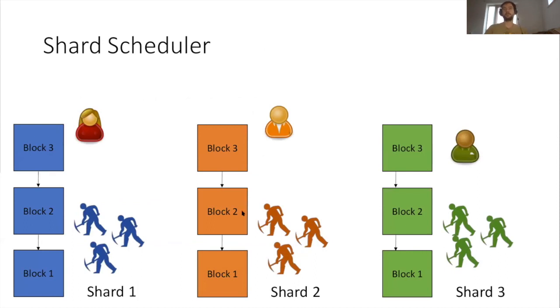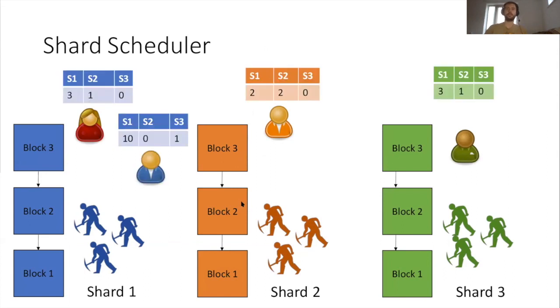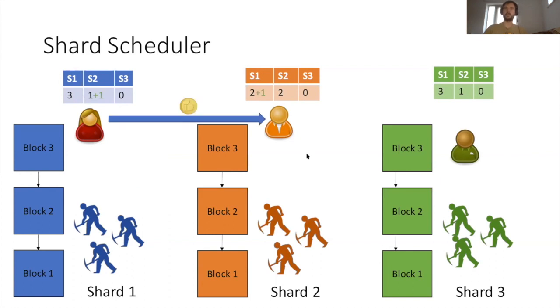To implement that, we first of all enhance the state of every single account with what we call an alignment vector. The alignment vector will basically tell you how many transactions with the specific shard an account had. So here we have Alice, and we see that she had 3 transactions with shard 1, 1 transaction with shard 2, and 0 transactions with shard 3. Now, when Alice sends a transaction to Charlie in shard 2, we will increase her alignment towards shard 2 by 1, and also for Charlie, we'll increase his alignment towards shard 1 by 1 as well.